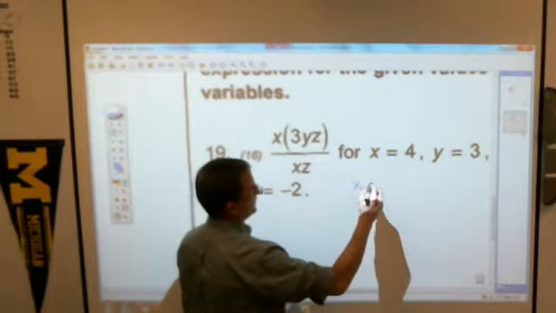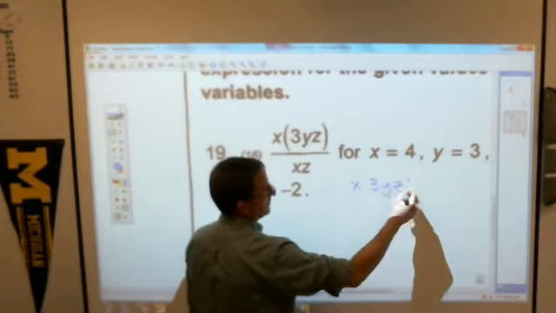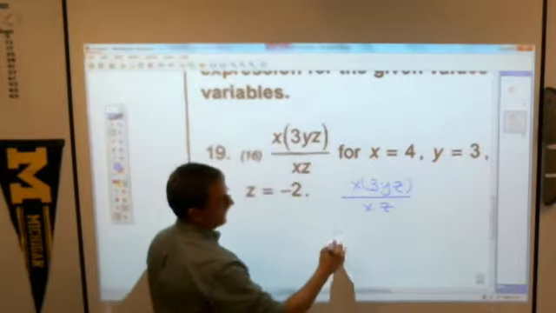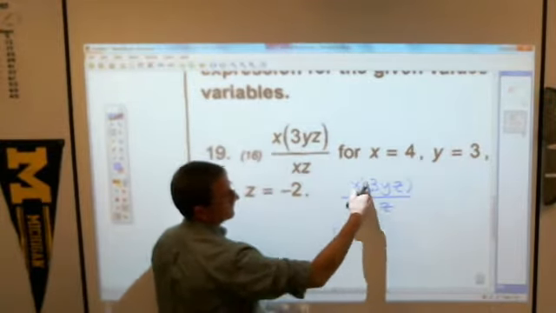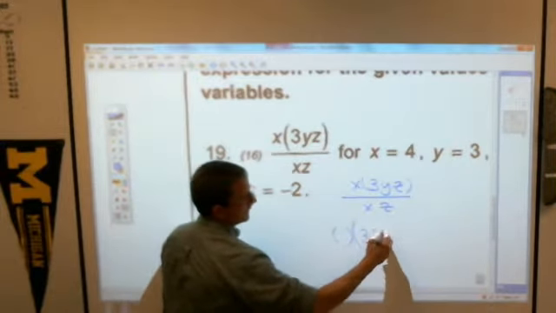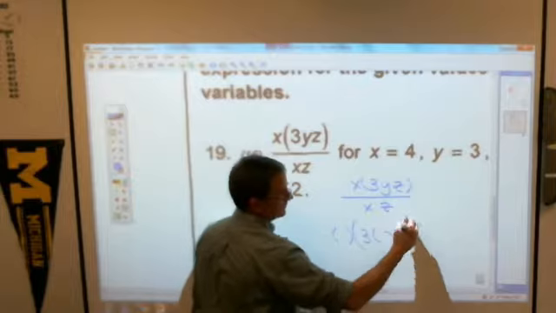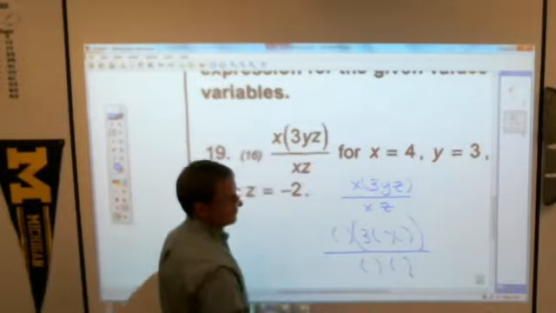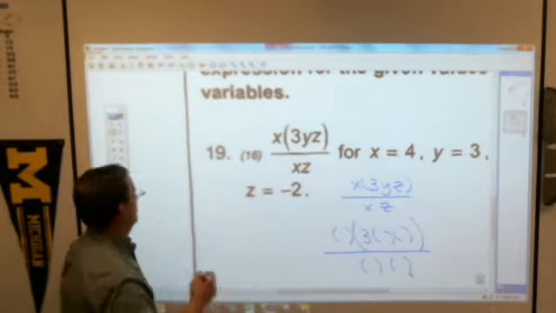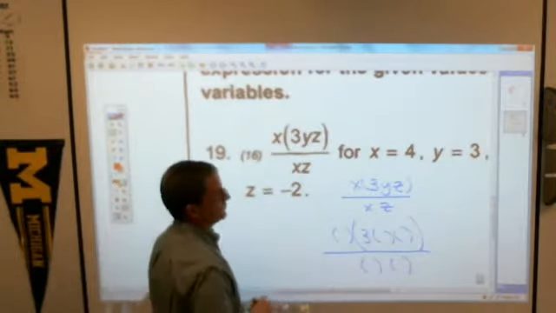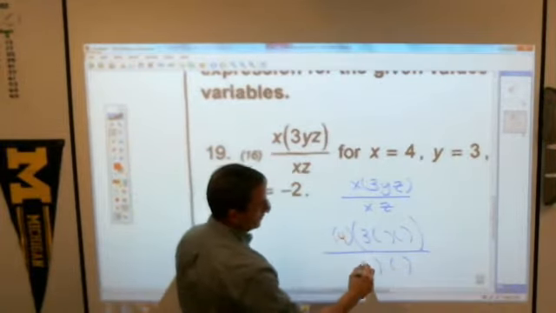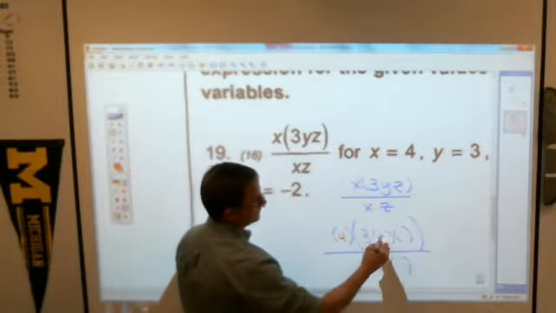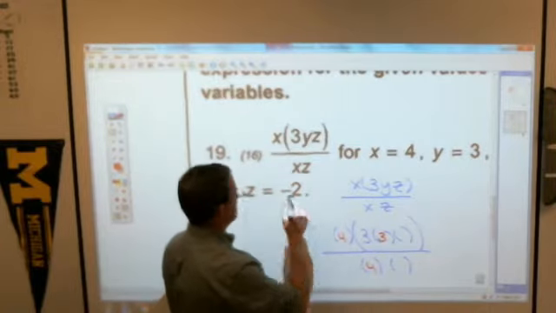Okay, I'm going to rewrite the whole problem right here. This parenthesis really doesn't mean anything, by the way, but I'll leave it there. And this is what I would do. Here's my x. Then I'll put a big parenthesis for that parenthesis. 3 times y times z, big parenthesis, over x times z. Just put parentheses for all the letters. Then I'm going to put my numbers in. X's are 4s. So 4, 4. That's all. There's just 2 of them. Y's are 3. And Z's are -2s.